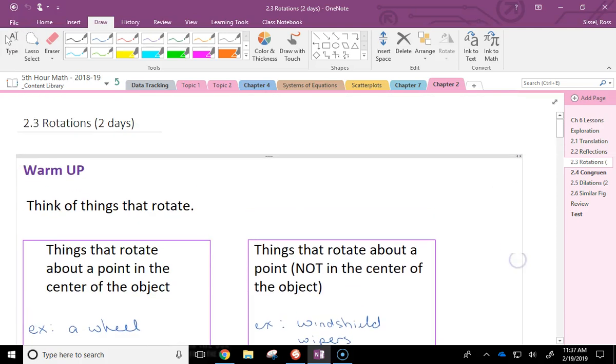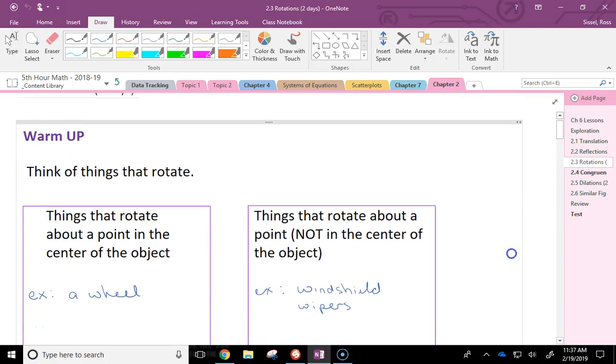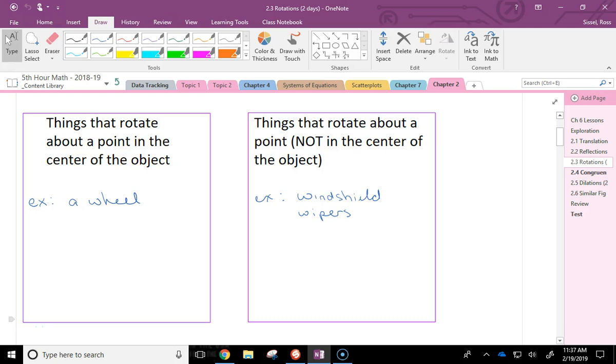Alright, so we are on lesson 2.3 rotations. We're only going to get half through today. We're going to do this in 2 days. Exploration today, and then examples tomorrow, which goes a little deeper. So, things that rotate about a center of an object.